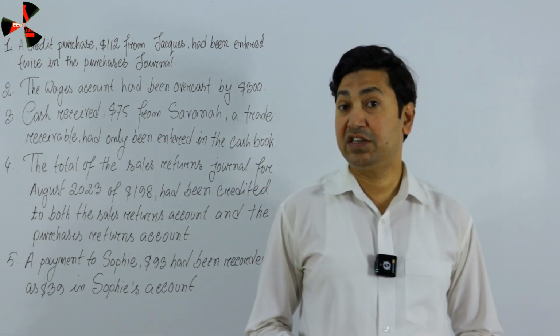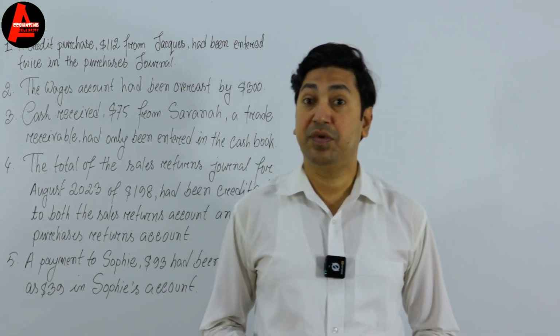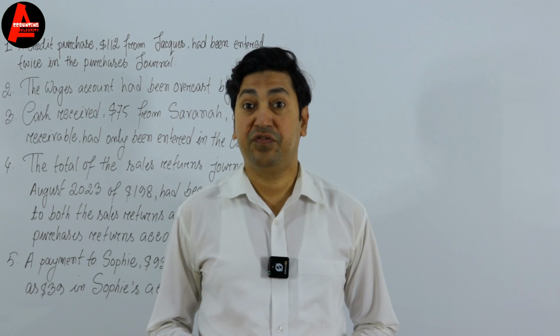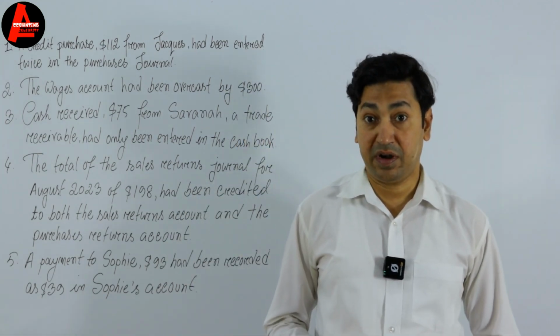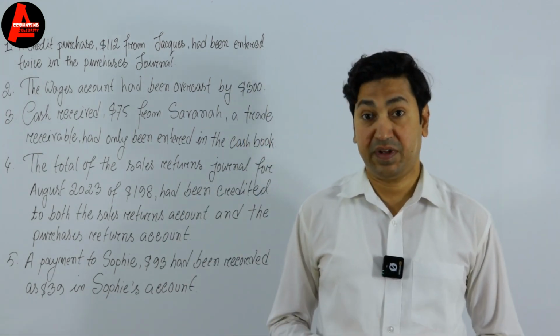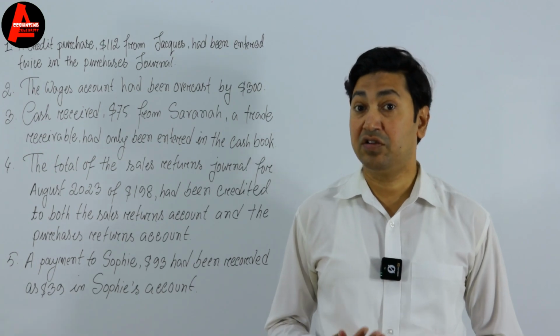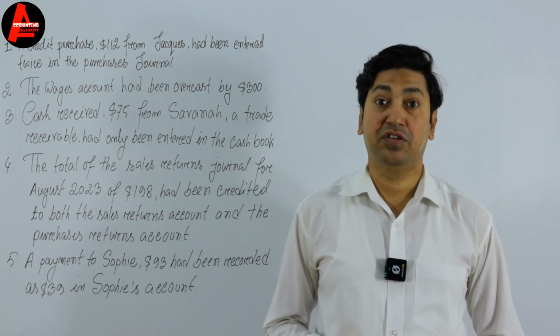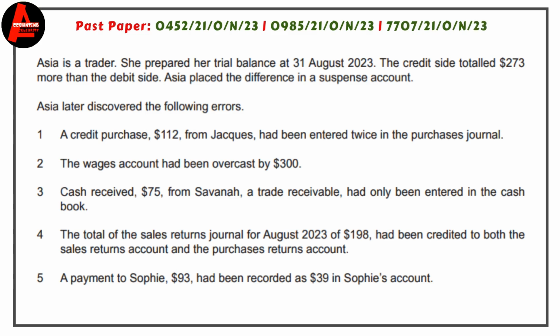In our first and second tutorial, I showed how to prepare journal entries to rectify the errors, and in the second part, we learned the suspense account, the ledger account for suspense account. Good. Here, what is the question?